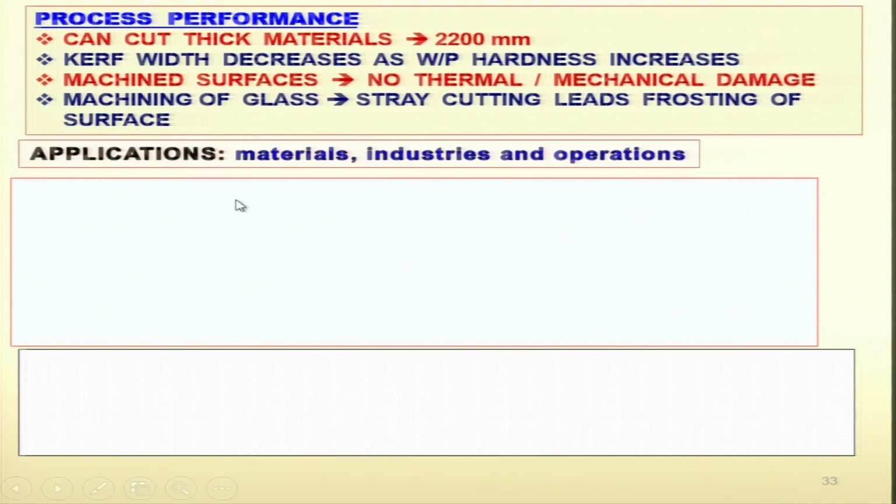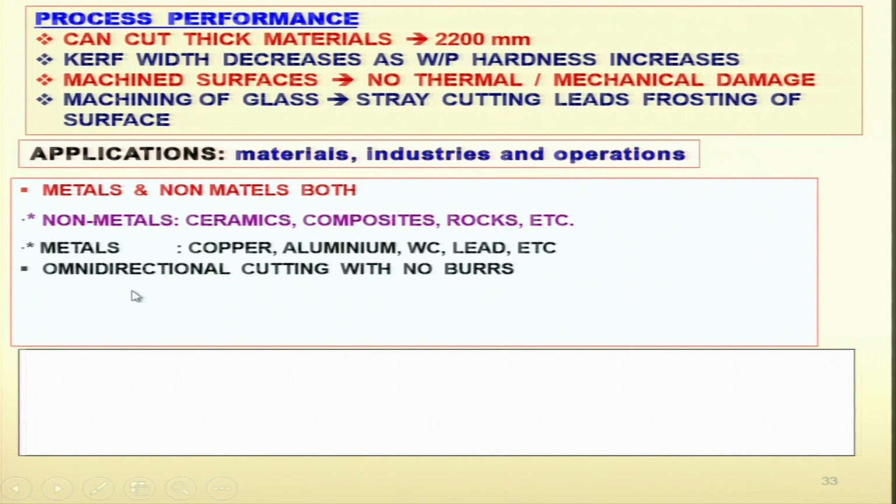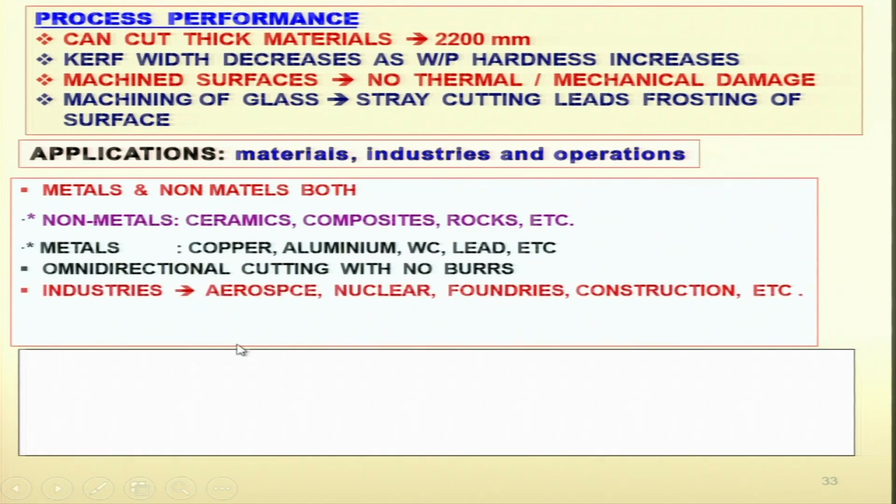Applications, materials, industries and operations. It can be used for metals as well as non-metals. Non-metals like ceramics, composites, rocks, etc. can be cut. In metals, copper, aluminum, tungsten carbide, lead, etc. can be cut. Omnidirectional cutting with no warp. No warp is very important.